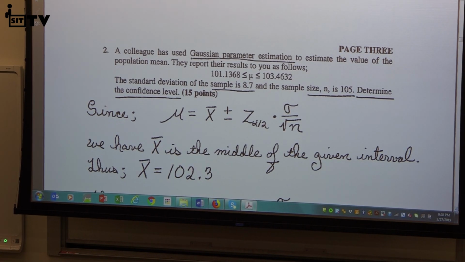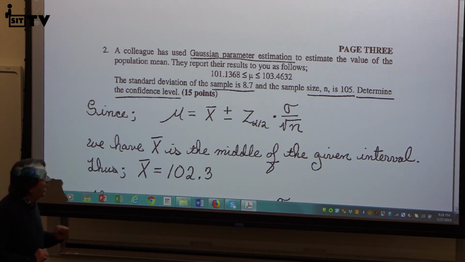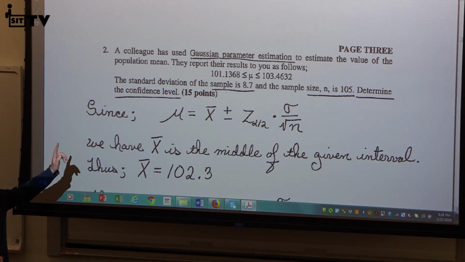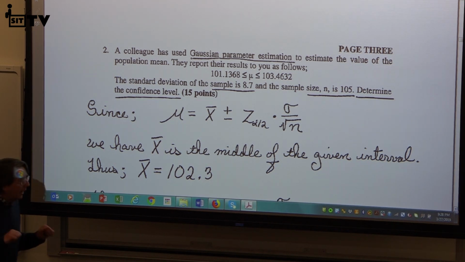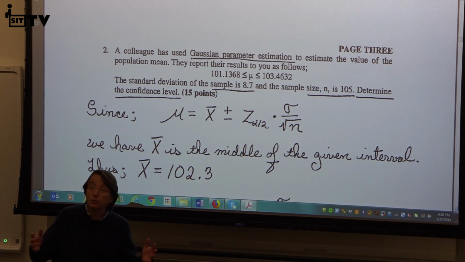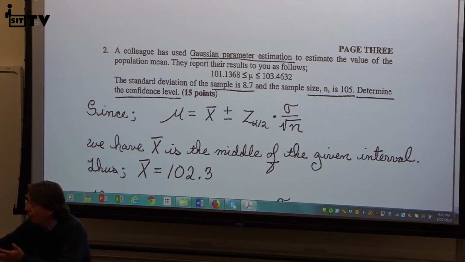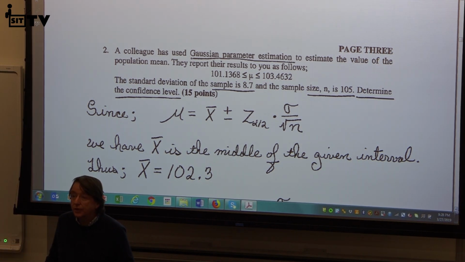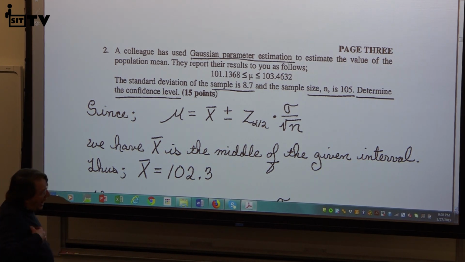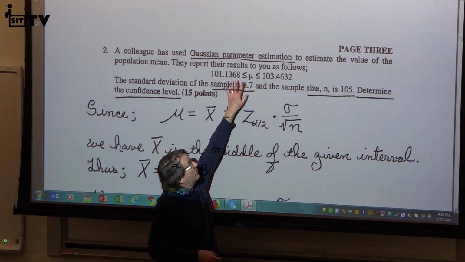Now, I recognize for many of you this is new. So here's the deal. You're going to use something called Gaussian parameter estimation. I come up and I say to you, I've done a lot of measurements. Maybe the average transmit power for a wireless sensor. And I've measured a lot of these wireless sensors. And I think, after all my measurements, that mu is between these two numbers.